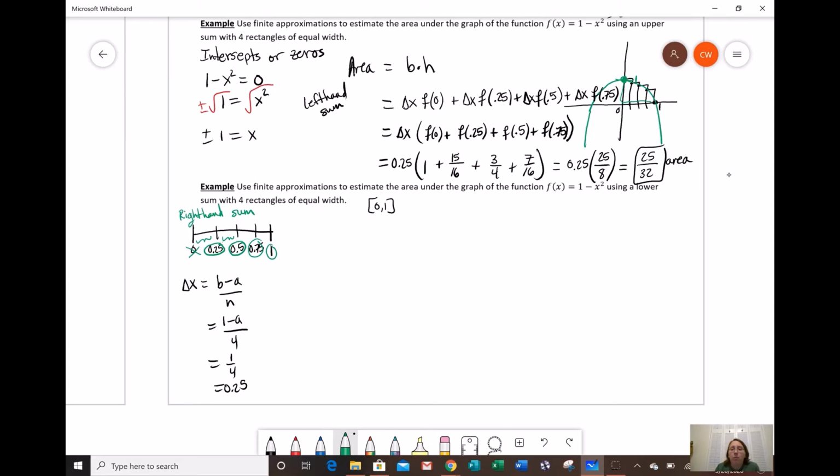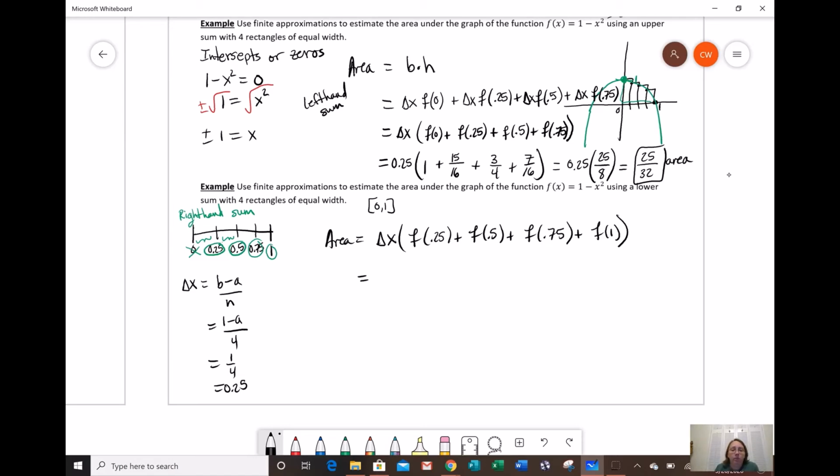In the previous problem, we left out the 1. Notice we didn't use the right-hand value. In this case, we don't use the left-hand value because we're doing the right-hand sum. So the area, again, is always going to be delta x times your function evaluated at each of your endpoints. There you go. Well, we know what delta x is.